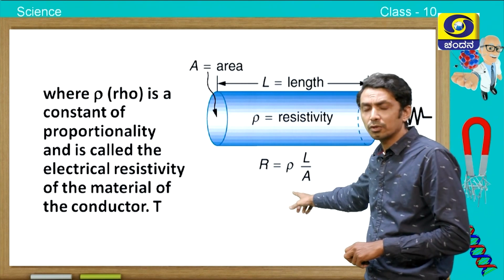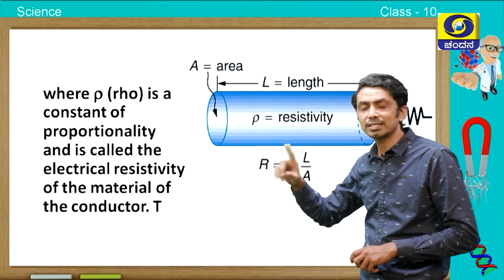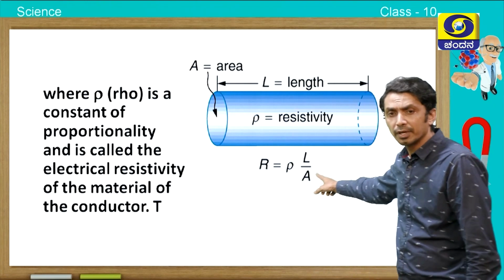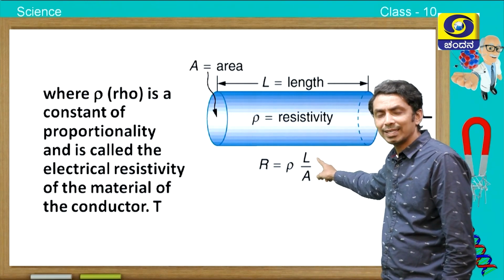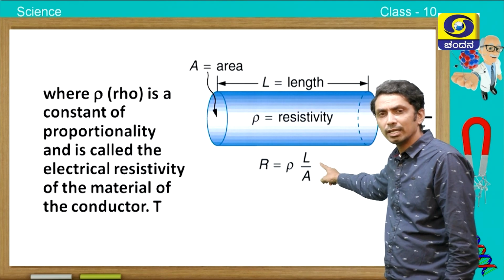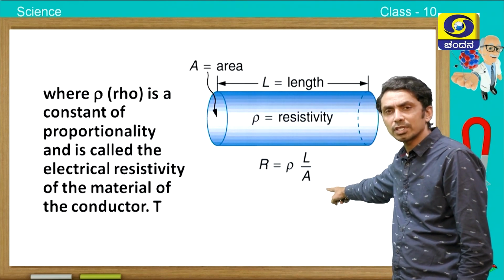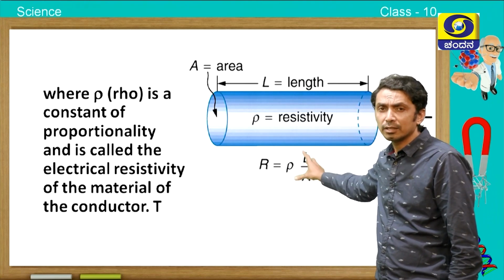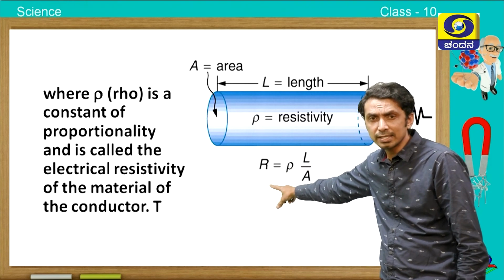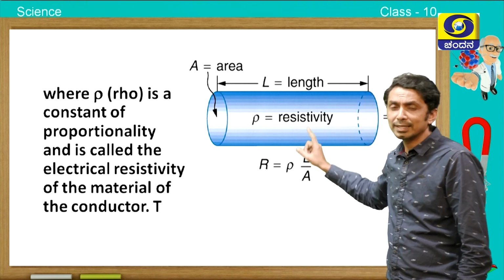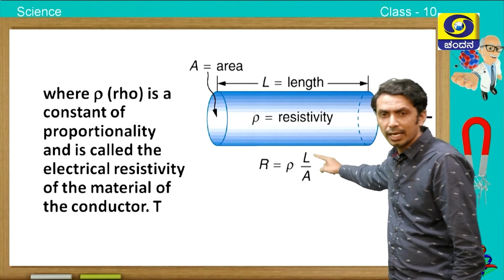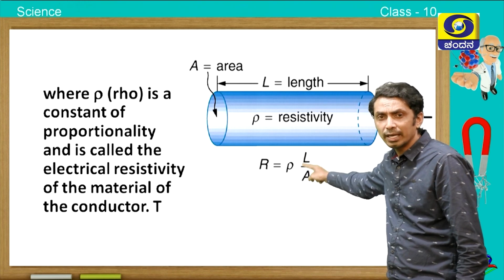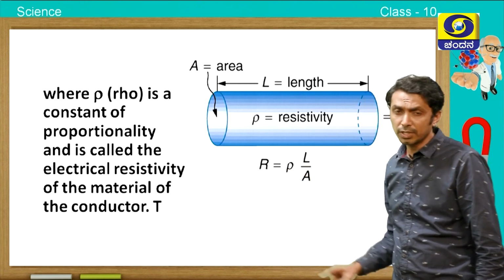See, this rho is called resistivity. That means if the length of the conductor is 1 unit and the area of cross section is 1 unit, then that material, that conductor will have a resistance. That resistance is equal to this resistivity. So L should be equal to 1 unit and A should be equal to 1 unit area. So there the resistance will be equal to resistivity.